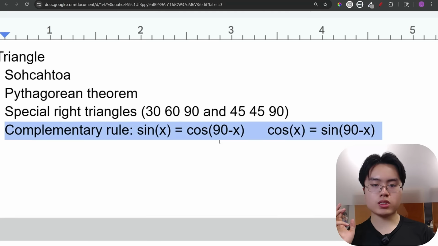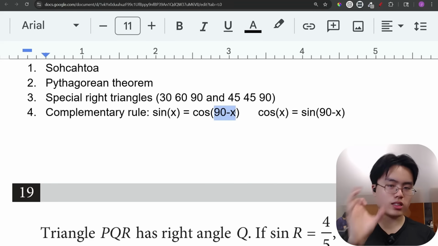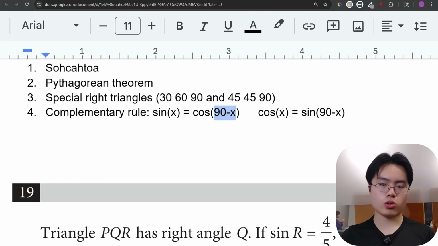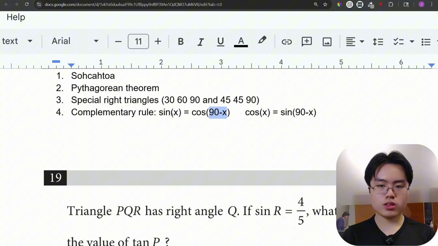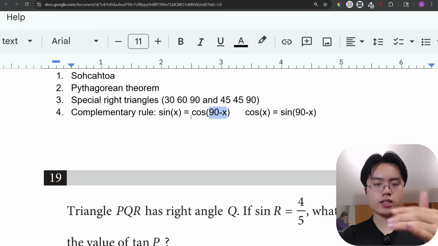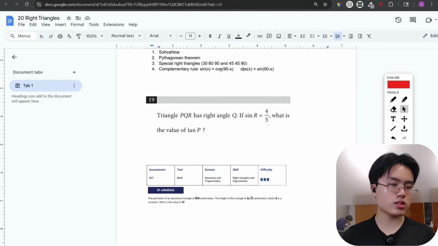Okay, the complementary rule, basically you can recognize this any time you see something like 90 minus x. If you see that, that's a dead giveaway. It's a complementary rule question. Basically, the idea behind this is the sine of an angle is equal to the cosine of 90 minus that angle. I'm just saying the same thing switched around. So the cosine of that angle is equal to the sine of 90 minus that angle. Okay, you could just memorize this.